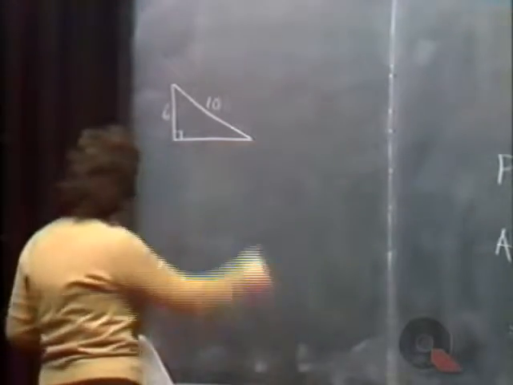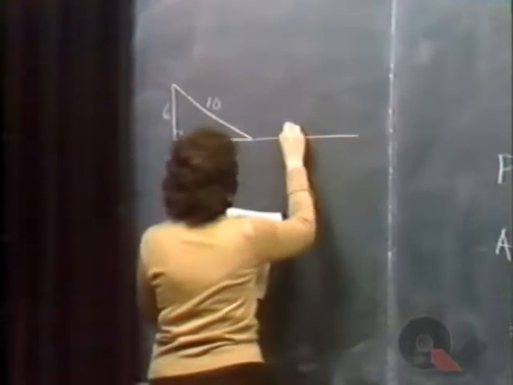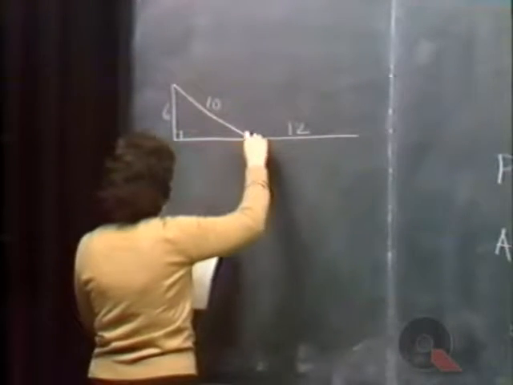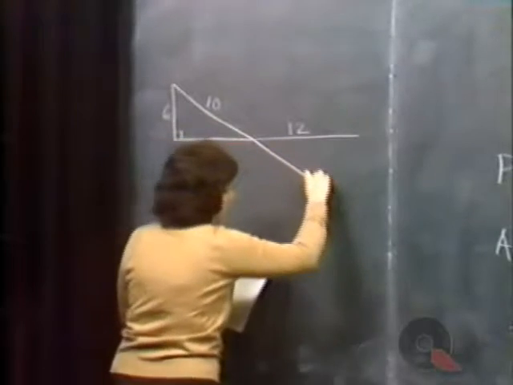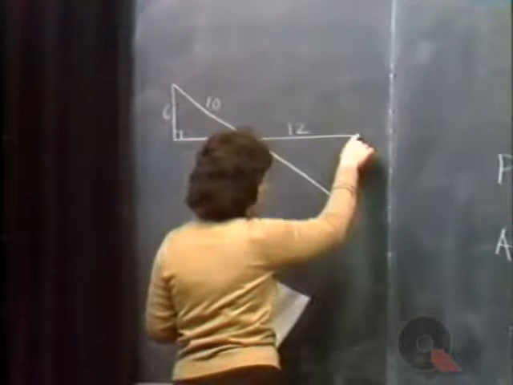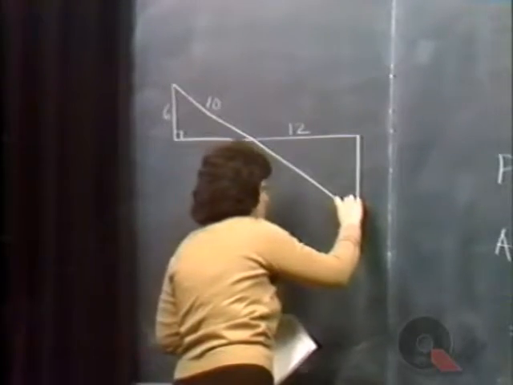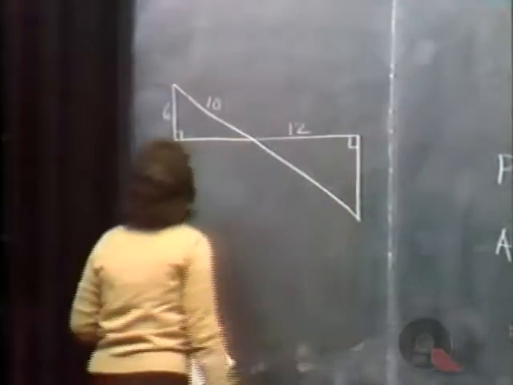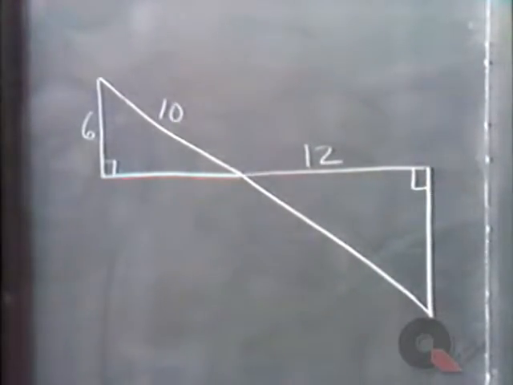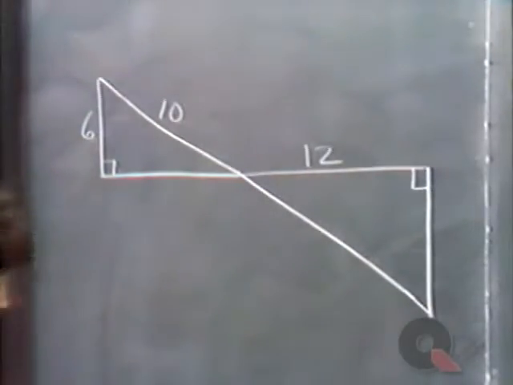Then I'm going to extend this leg here an additional 12 units. All right, and also extend the hypotenuse here. And from this point, 12 units, I'm going to form a right angle and continue down until I hit the extension of the hypotenuse, forming another right triangle. We have two right triangles. Okay, the side here, 6 is specified, the hypotenuse, and that leg there of 12.